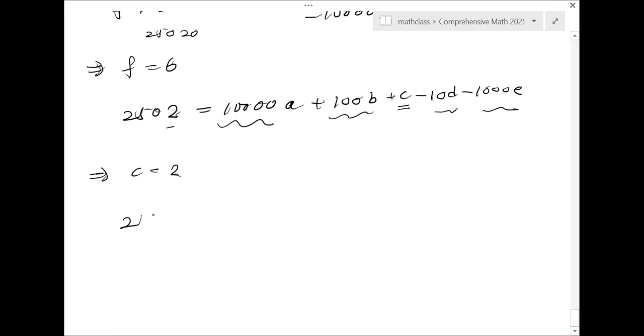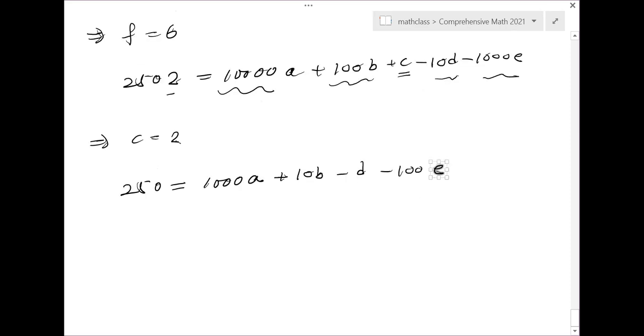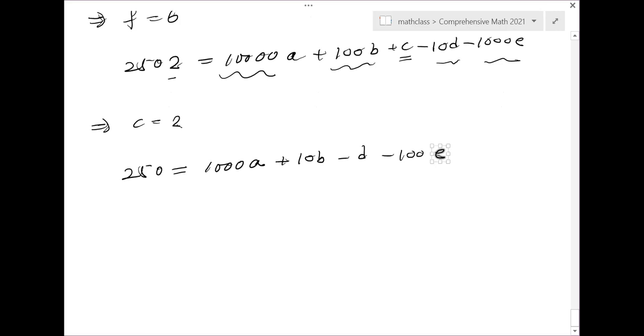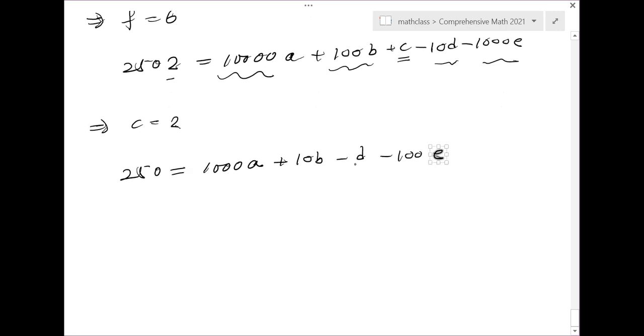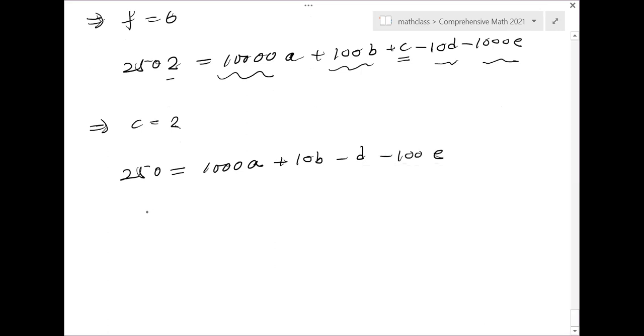Now, once you put 2 there, you have to divide both sides by 10. So you will get this identity, 1000A plus 10B minus D minus 100E. Okay, so the equation gets simpler. And for the same reason, again, the D is on the right side, minus D. Now you can move the D to the right hand side, okay, and clearly D must be 0.